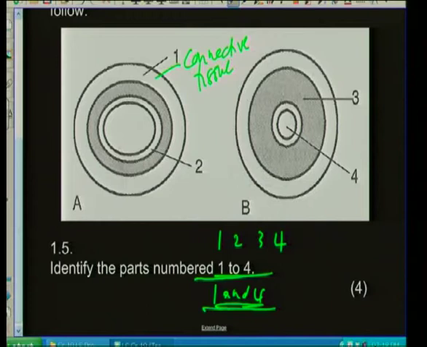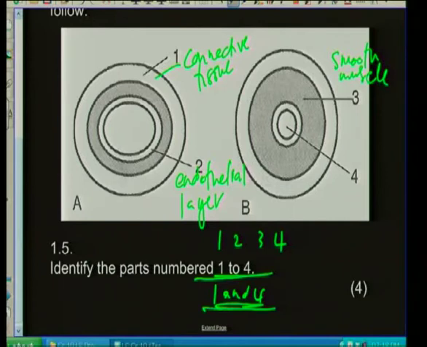2 is this innermost layer, and that is the endothelial layer. 3 is this area here, the gray area, that will be the smooth muscle. And 4 is the space on the inside, and that is the lumen. So from the connective tissue on the outside, followed by the smooth muscle in gray in both cases, followed by the white line in both, which is the endothelial layer, and the space in the middle, the lumen in both. So both of them have all of these characteristics.